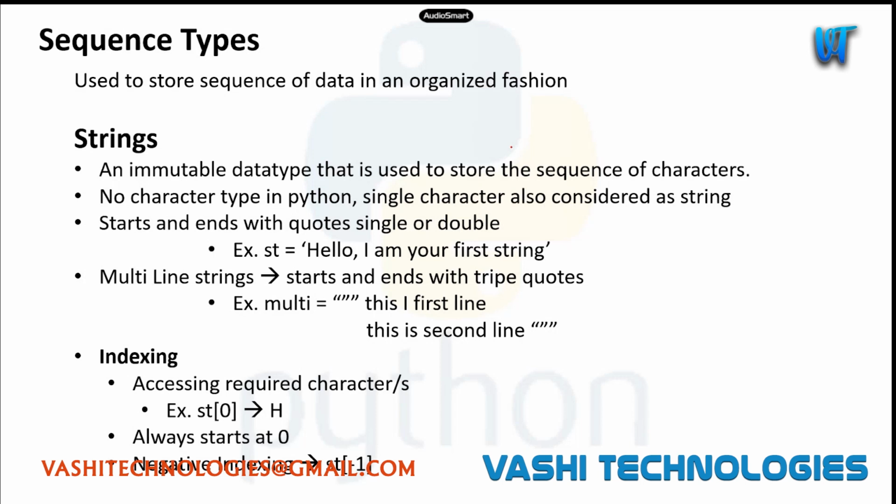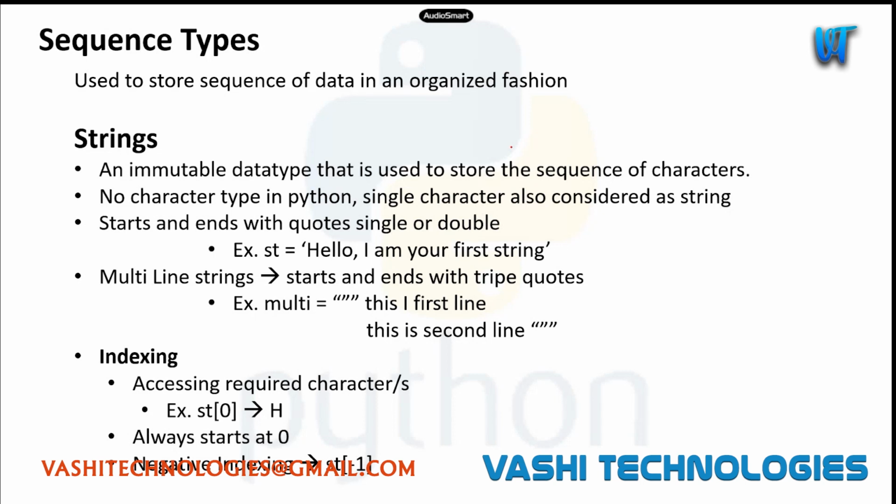And then we have no character type. In C and C++, we have a character type. If we have a single character, they'll treat it as a character type. But in Python, even a single character will be treated as a string of length one. Even if we assign st is equal to a, that will be considered a string with length one.